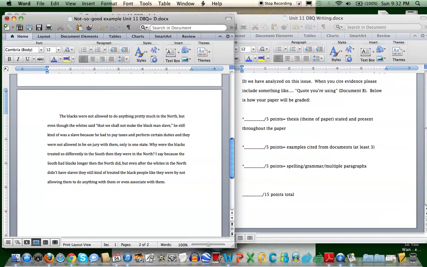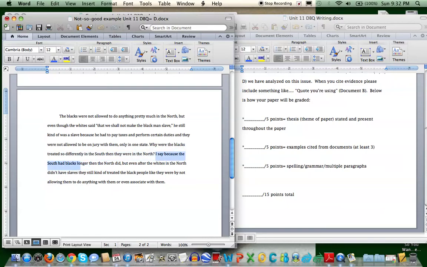Only in one state. There's some good thoughts in here. There really are. But again, be more specific, and this is a huge run-on sentence. You're talking 1, 2, 3, 4 lines, and so it's difficult for me to remember what you talked about at the beginning of it. Why were the blacks treated so differently in the North than in the South? This might be better toward your thesis at the top of the paper as well.